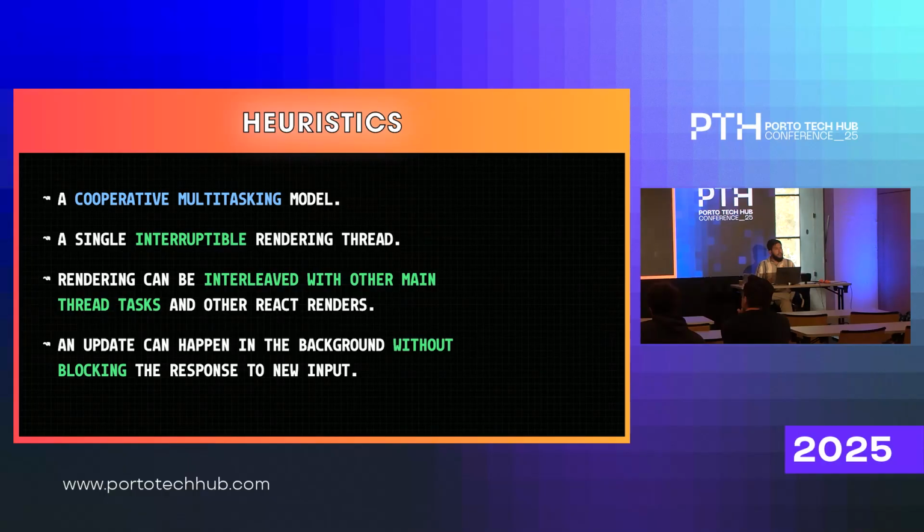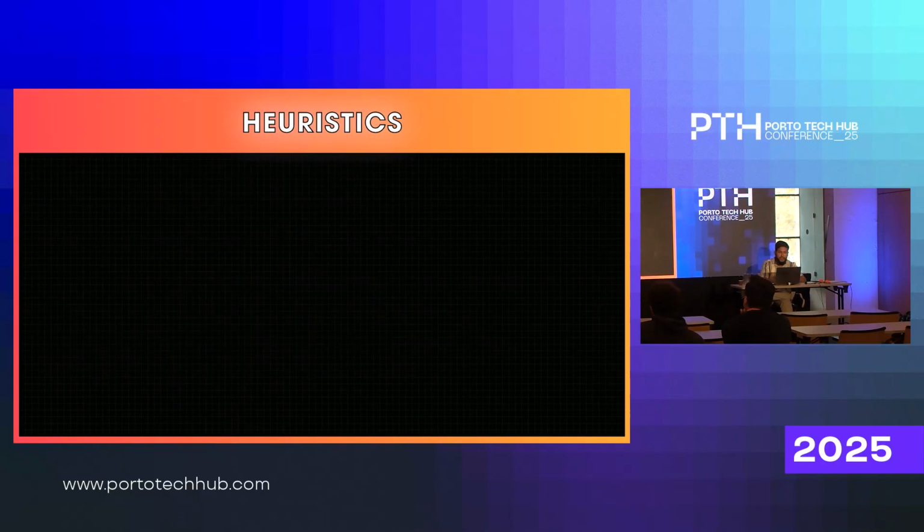And yes, rendering can be interleaved with other main thread tasks, because basically an update can happen in the background without blocking response to new input. So all of these boxes we've checked in our previous example. That was all true. Response to the input was cruising good in that example with our generator and stuff.